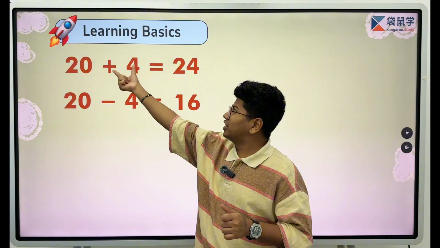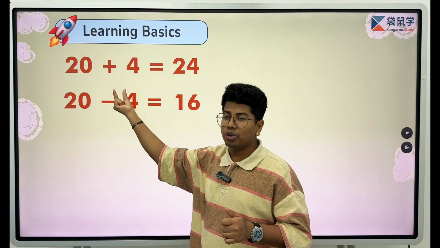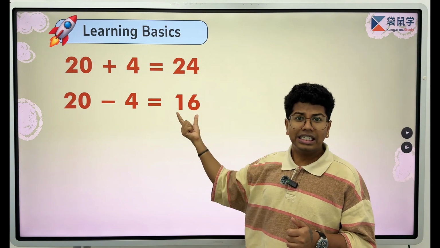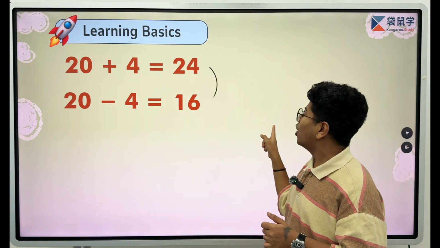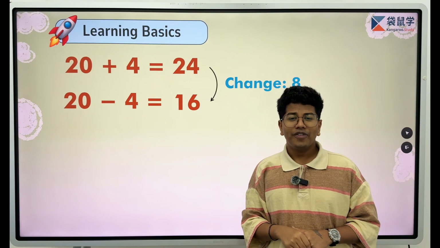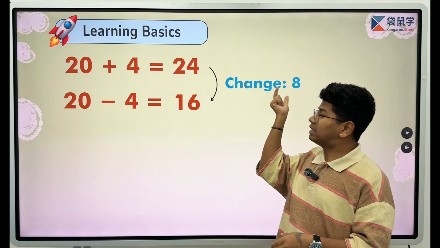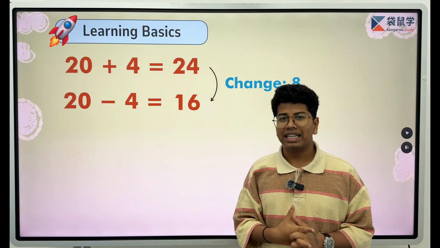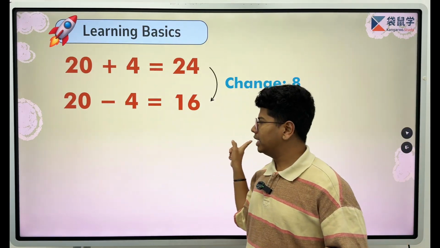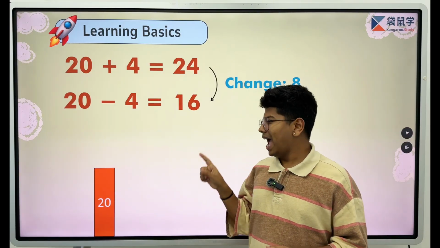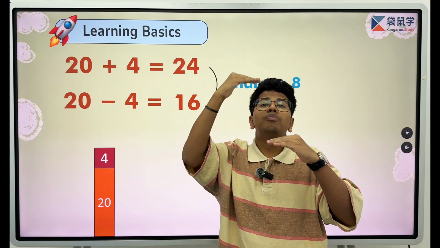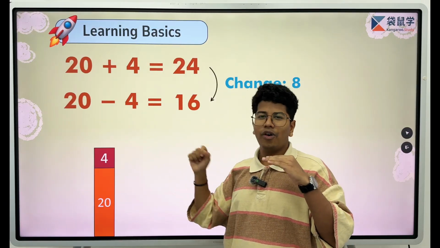We thought if I just change the sign from plus to minus, the answer will be minus 4. But how much is it? What is the change here? Oh, the change here is 8. We thought it would be 4, but why is it 8? Let's try to understand this. What is 20 plus 4? This means I have 20, and when I add 4, it increases. The number gets more by 4, that is 24.